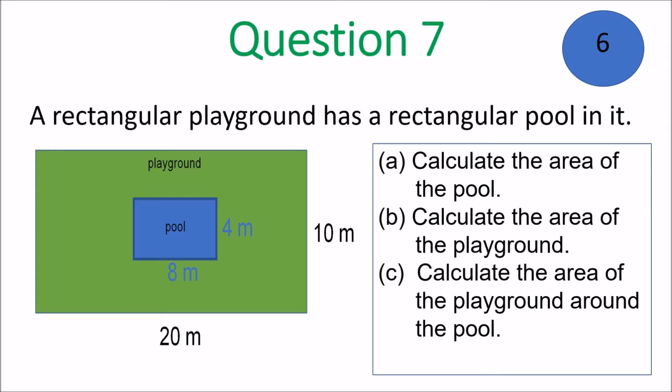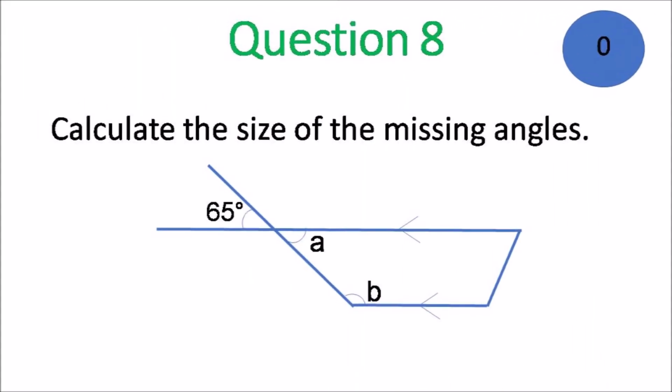Questions on perimeter and area you should know how to tackle. And this is simple. You're only dealing with rectangular shapes. The pool is in blue in the middle of the playground in green. Okay, done. And we move on to question 8.